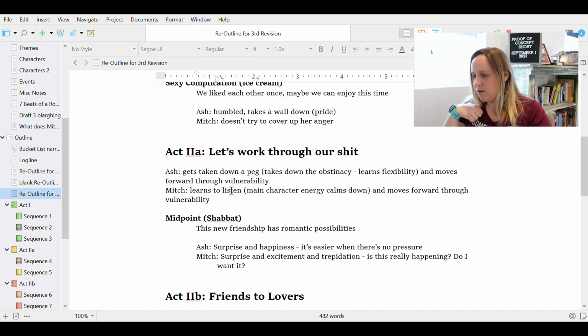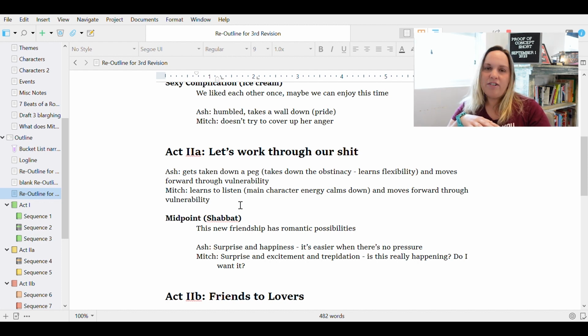So Act 2A is let's work through our shit. Ash's motion is he gets taken down a peg. He takes down the obstinacy wall, and he learns some flexibility. And he also moves forward and into this relationship with Mitch just as a friendship through vulnerability. Mitch, by contrast, she learns to listen.